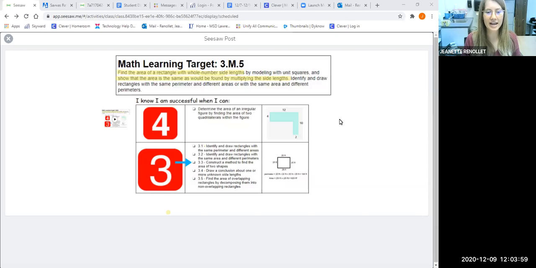In math today, we are working on the skill of finding the area of a rectangle using the side lengths. We have learned two ways to find the area of a shape. You can count the square units inside, or you can multiply the side lengths, L times W. You can multiply to find the space inside, called the area.